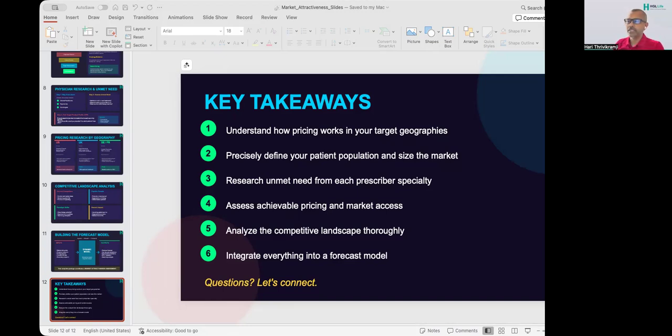The process involves understanding how pharmaceutical markets work in your target geographies, precisely defining your patient population, and sizing the market. And then researching the unmet need and the physician prescribing intent. Physician prescribing intent is going to be based on the unmet need, of course. And then you look at achievable pricing and market access. Analyzing the competitive landscape is one of the final steps. And then you could integrate everything into your forecast model.